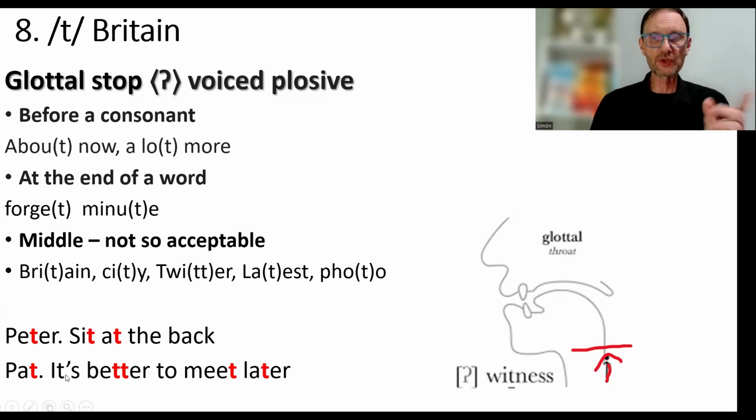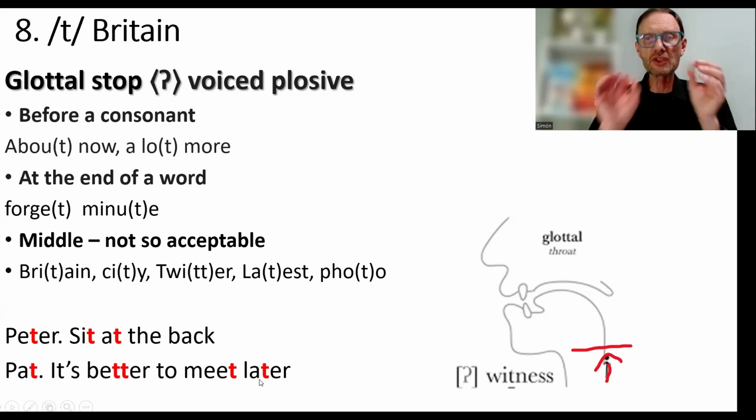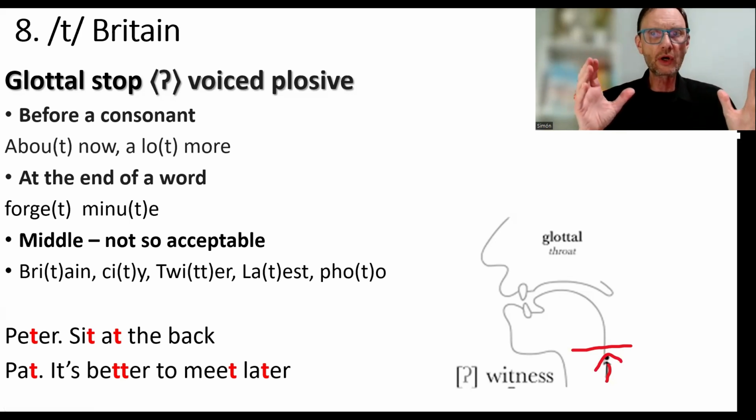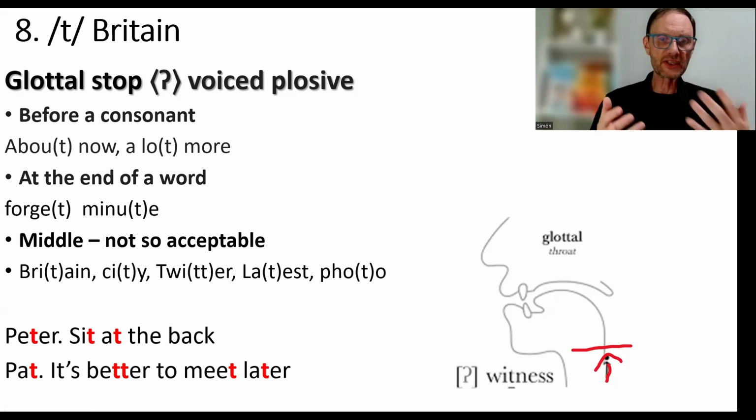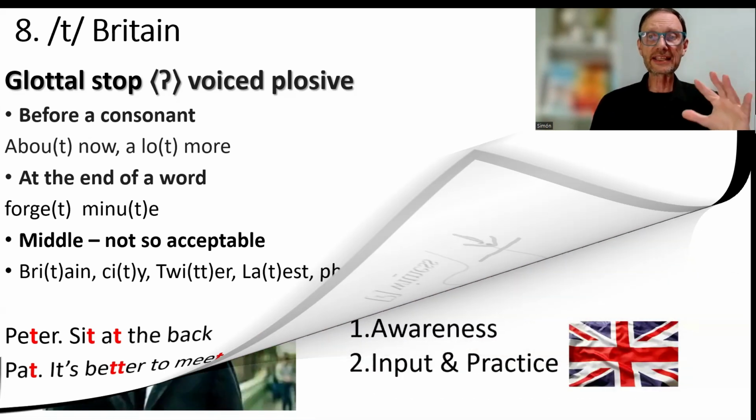Or Pat, important because it's the name of a person. It's better to meet later. To meet later. Meet later. So just very, very soft. Things are changing. A language evolves and the accents evolve. If in doubt, pronounce the T, but you'll find if you practice a lot, then your accent improves.